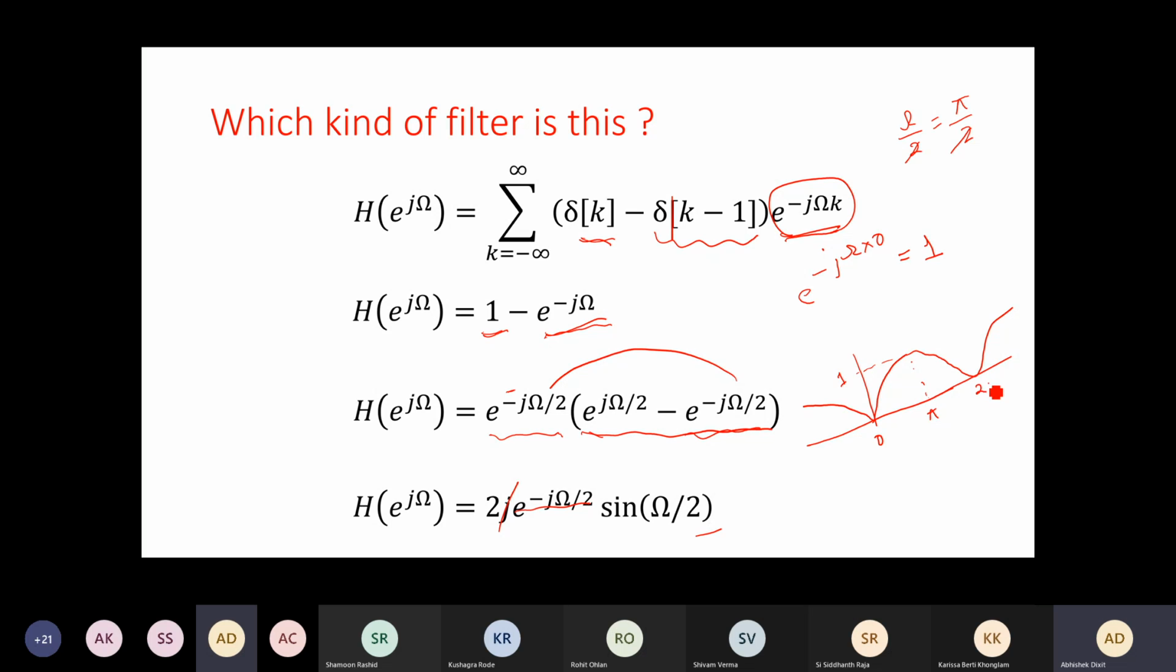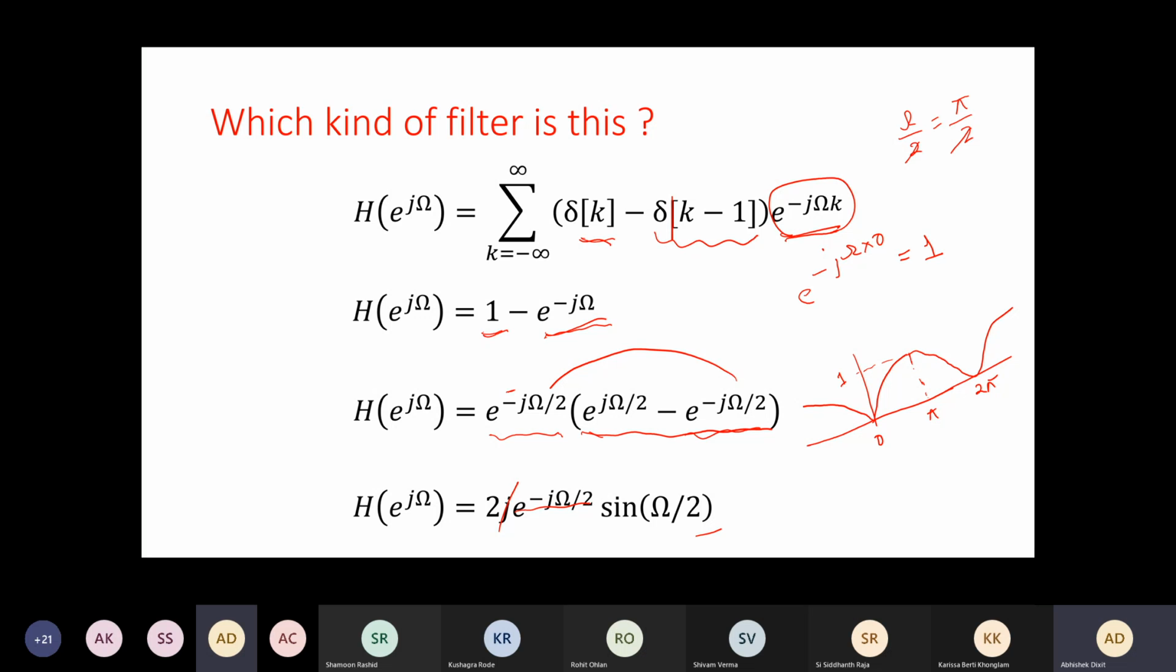So what kind of filter is this? It's a high pass filter. It passes high frequencies. Where are the high frequencies? The highest frequency is at pi. So it's a high pass filter because it passes high frequency much more. Right? Any doubt?